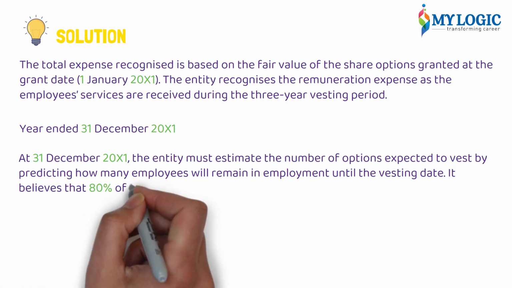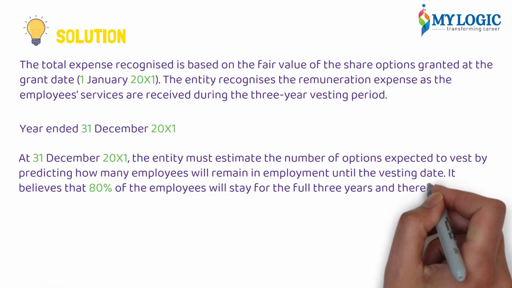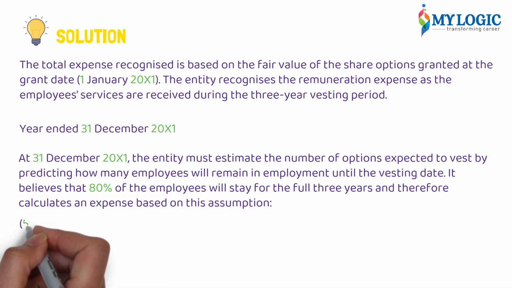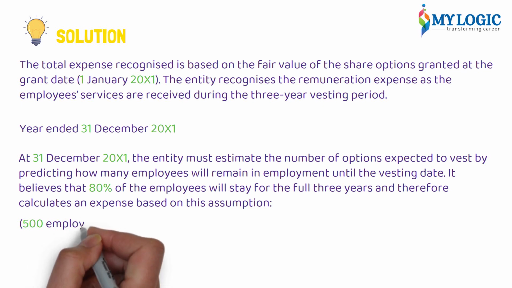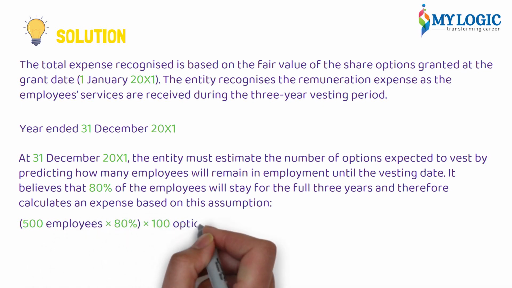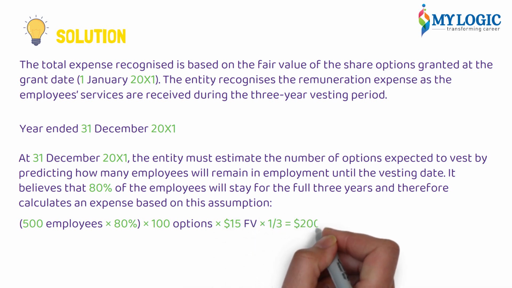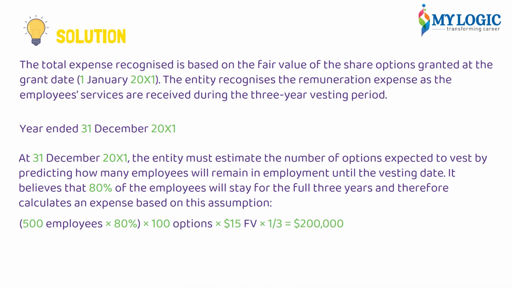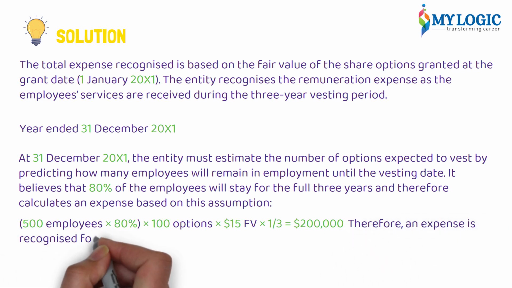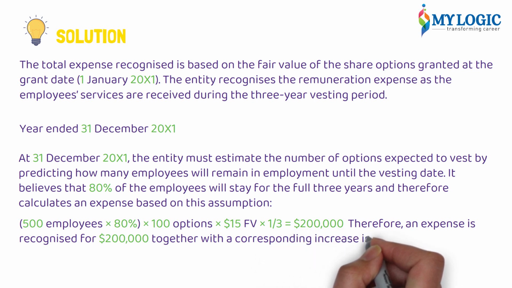It believes that 80% of the employees will stay for the full 3 years and therefore calculates an expense based on this assumption. 500 employees multiplied by 80% multiplied by 100 options multiplied by $15 FV multiplied by 1 divided by 3 is equal to $200,000. Therefore, an expense is recognized for $200,000 together with a corresponding increase in equity.